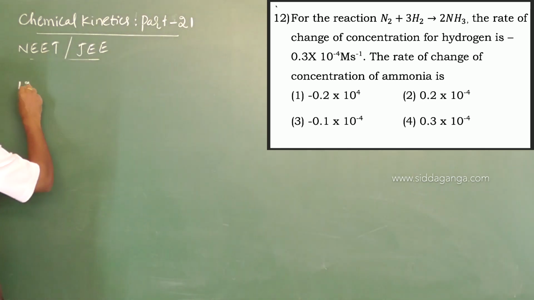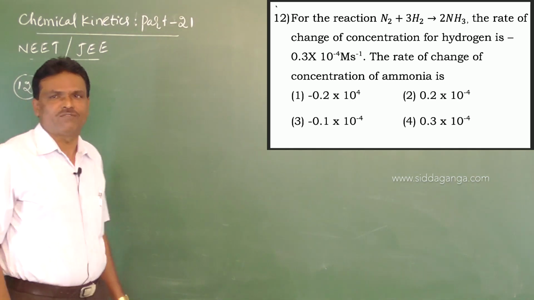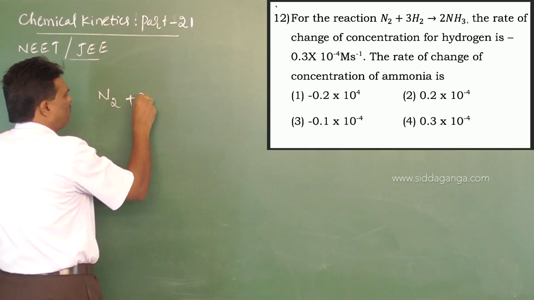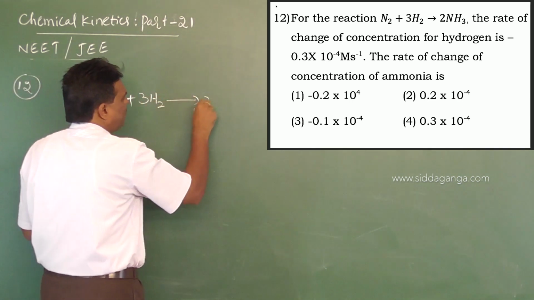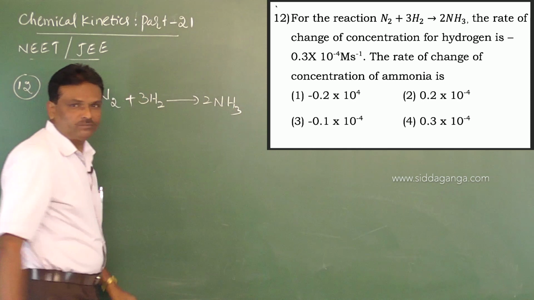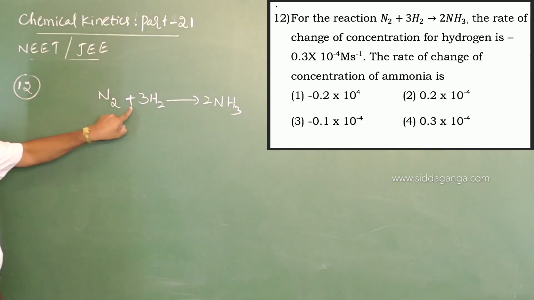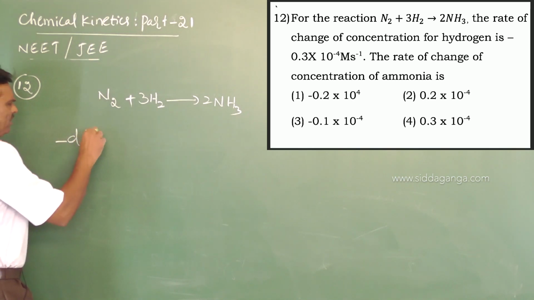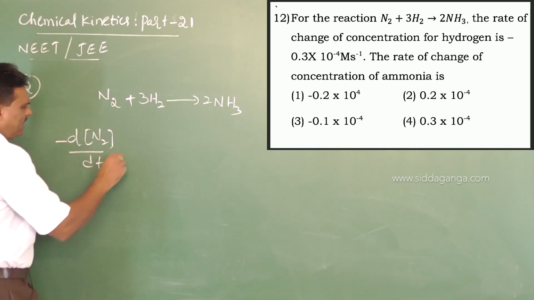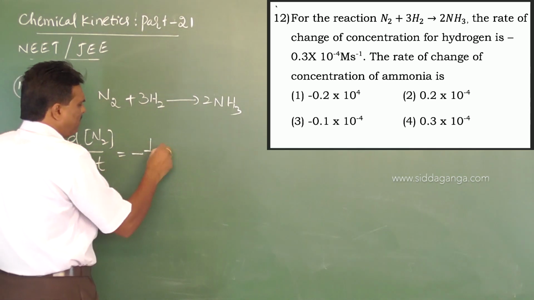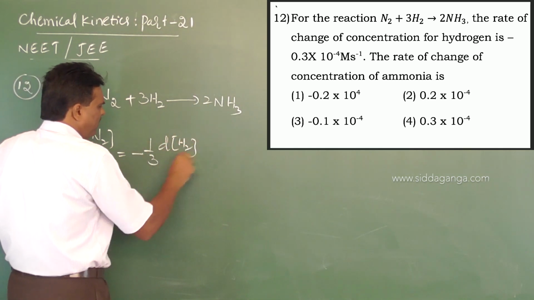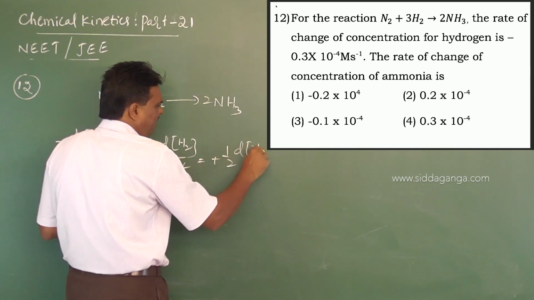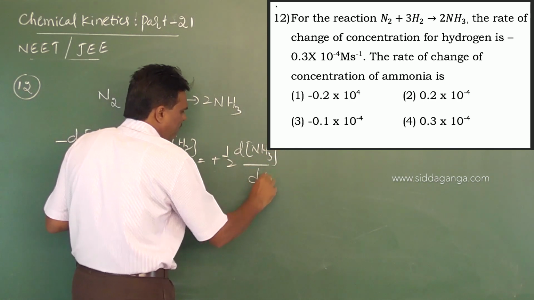For question number 12, the instantaneous rate for the formation of ammonia: N2 plus 3H2 will give rise to 2NH3. So what is the instantaneous rate for this reaction? Minus dN2 by dt is equal to minus 1/3 dH2 by dt, which is equal to plus 1/2 dNH3 by dt.